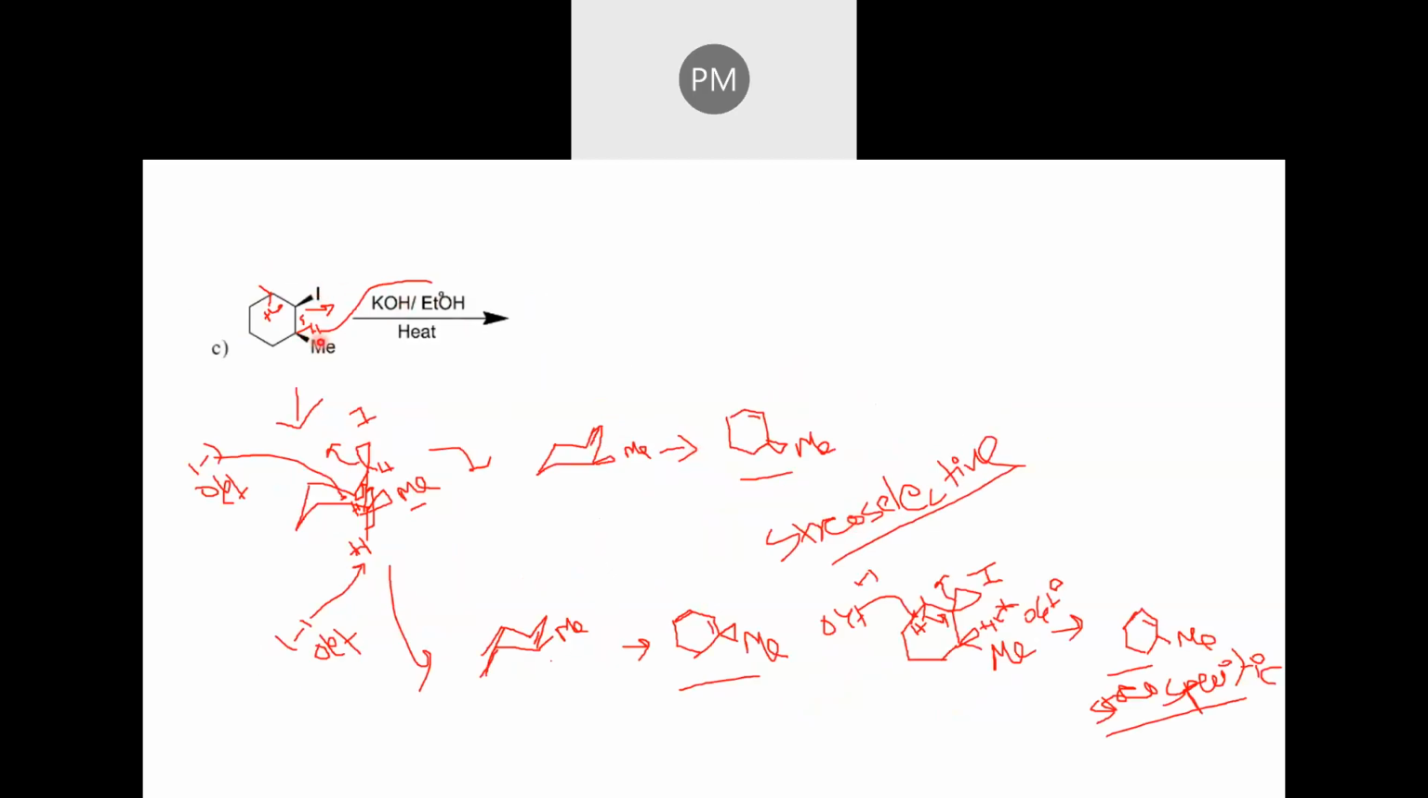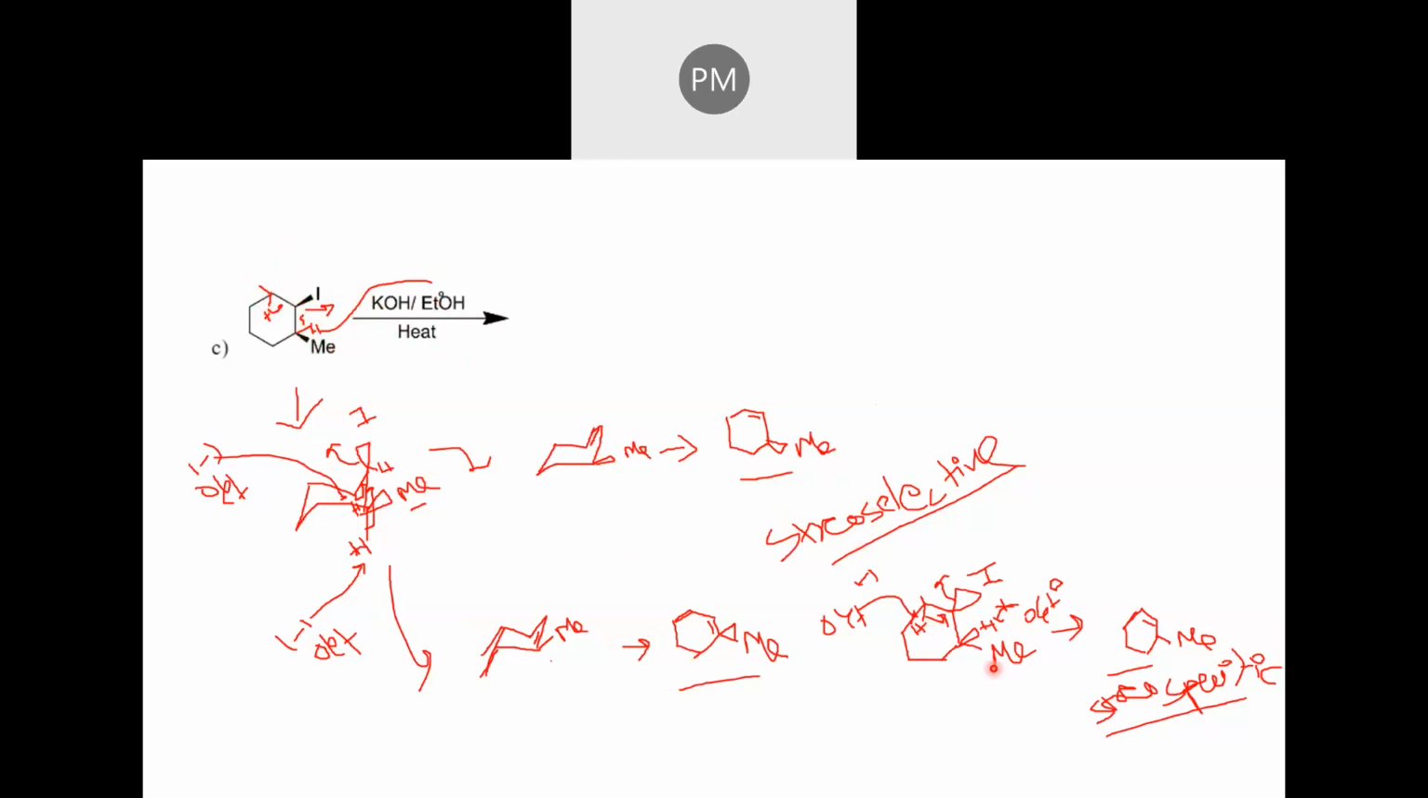In this example, there will be two possibilities. This OEt minus attacks this hydrogen, the double bond forms there and iodine is liberated from this side. So the double bond will be like this. And now if it attacks from this side, OEt minus abstracts this hydrogen, the double bond forms and iodine is removed. So we are getting this product.